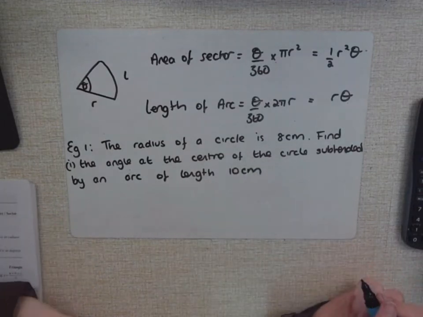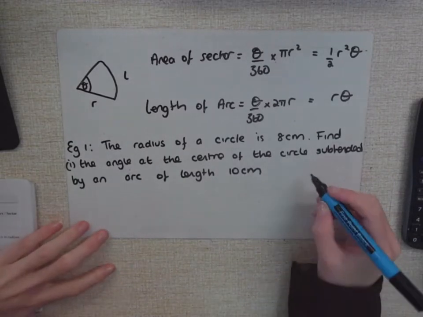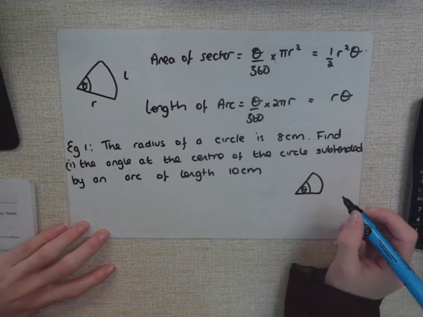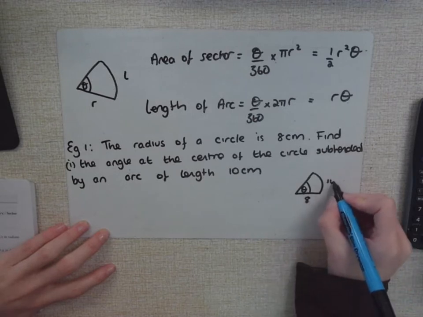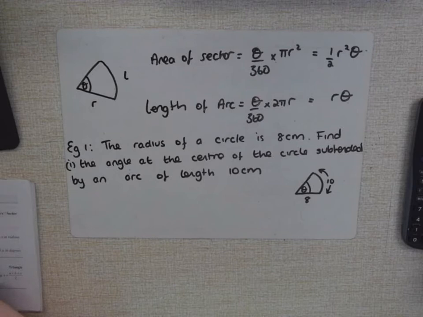So the radius of a circle is 8 centimeters. Find the angle at the center of the circle subtended by an arc of length 10. So you could draw yourself a little picture. Your radius is 8, your length of the arc is 10, and we're looking for the angle. Because we're dealing with radians here, we're going to do it the radian way.